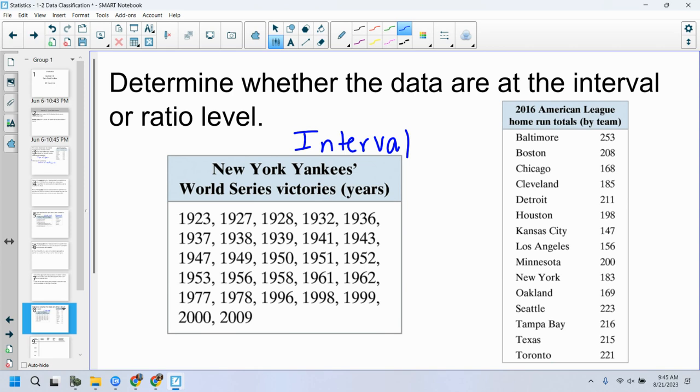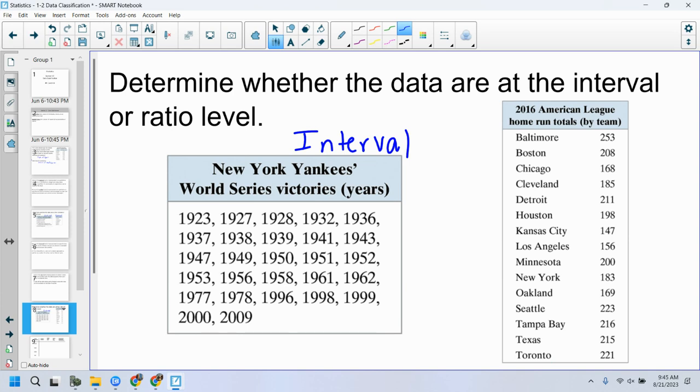The intervals between the pieces of data will give us information, but the ratios of them won't. If I tried to make it a ratio level, if I took one divided by the next, does that tell us anything? Can I express one as a multiple of another? Not really, right? That doesn't tell us anything new.